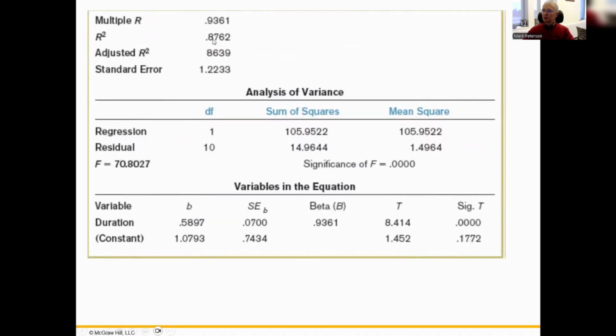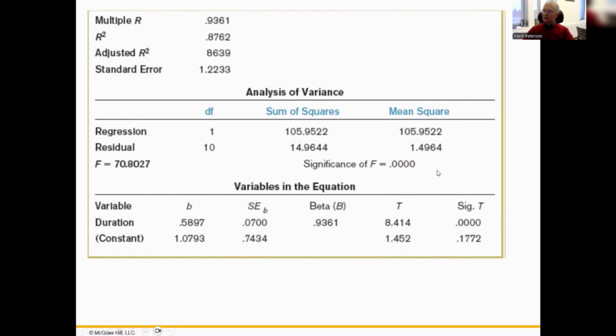Here we see it computed by statistical software. R square is 0.8762. We got our sum of squares regression, 105.95. Our sum of squares residual, 14. And then we are coming here to the mean square terms, and that leads us to our F value of 70.827.